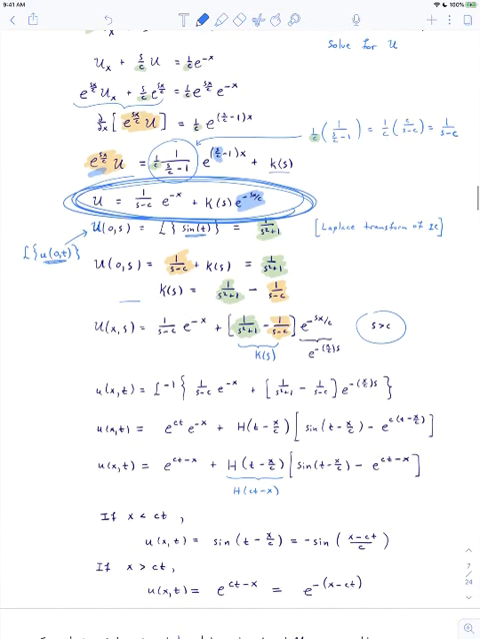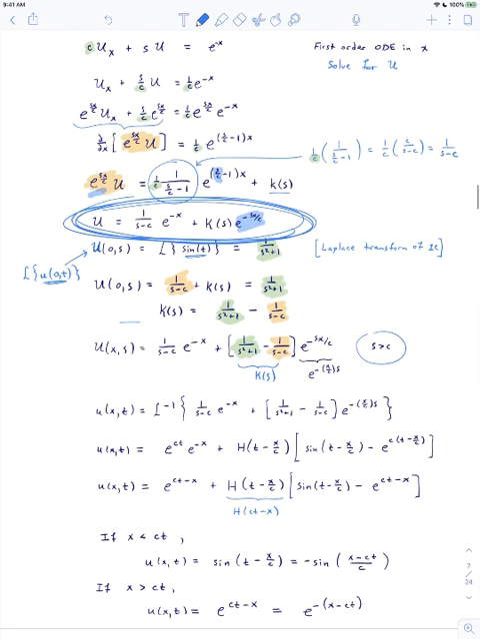Now this particular computation is a little involved. So we want to compute the inverse Laplace transform of capital U, which is all of that stuff right there. So we want to find the inverse Laplace transform of each one of these terms. So we have 1 over s minus c times e to the negative x. And then we also have these terms here. So we have that k at s term times e to the minus x over c quantity times s.